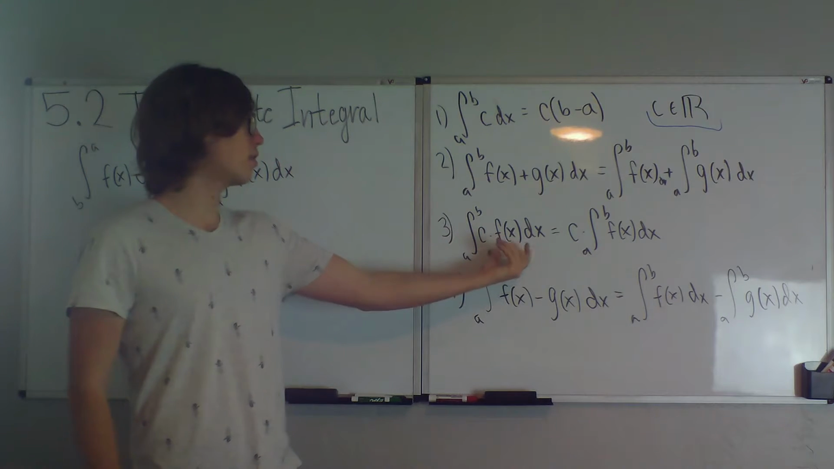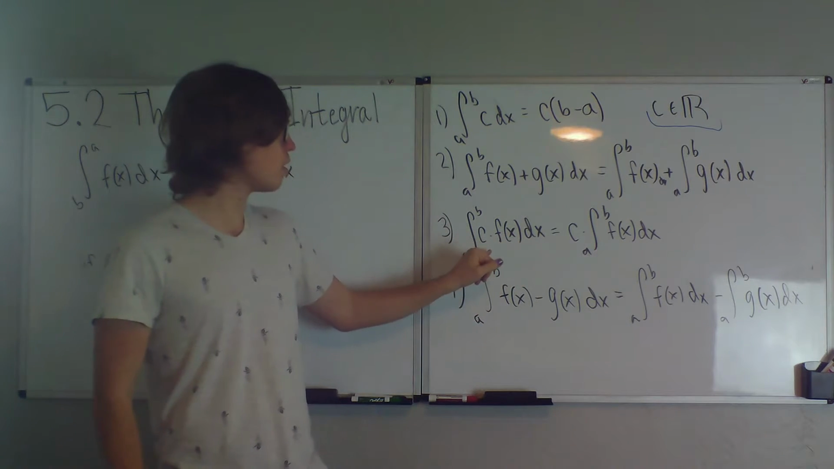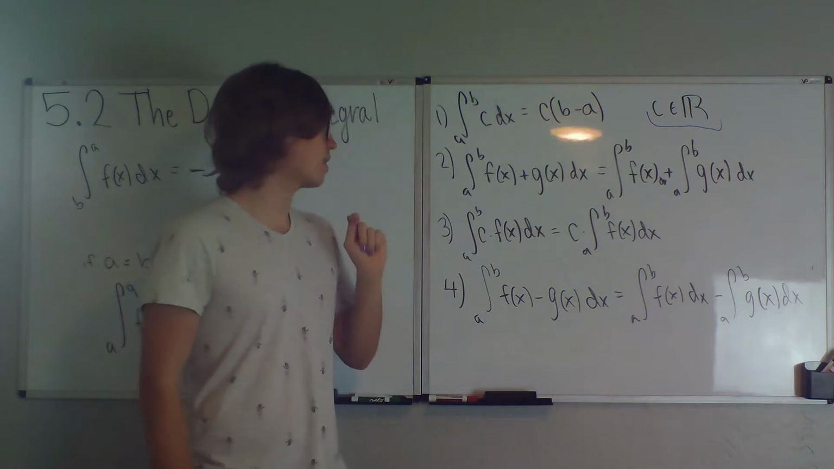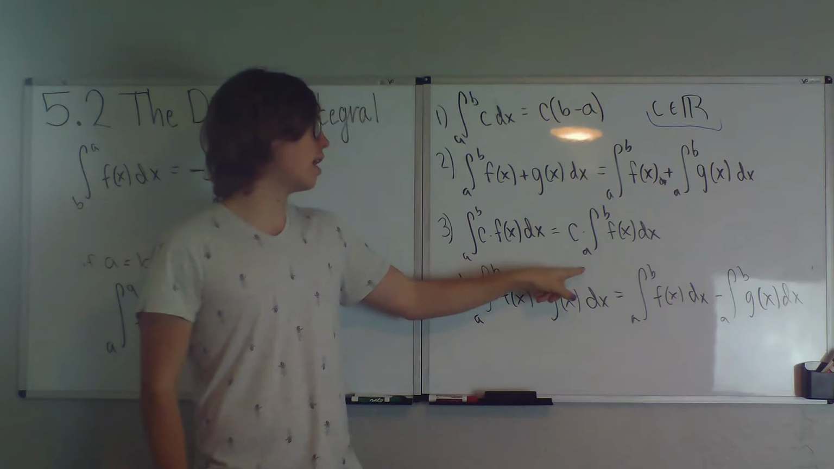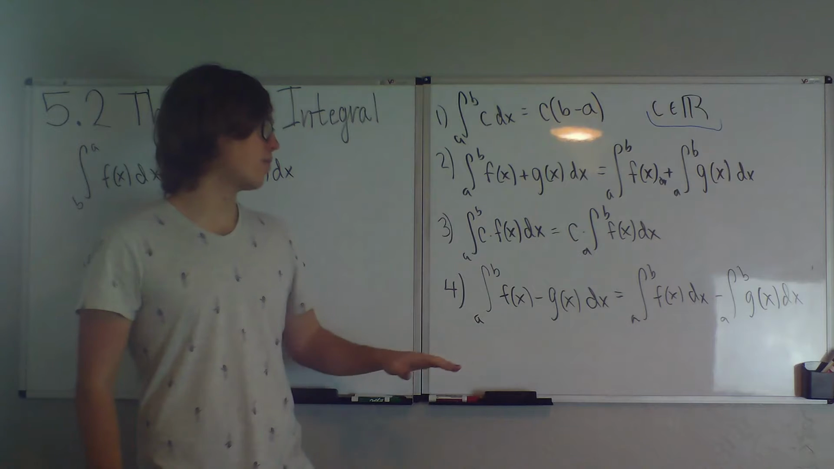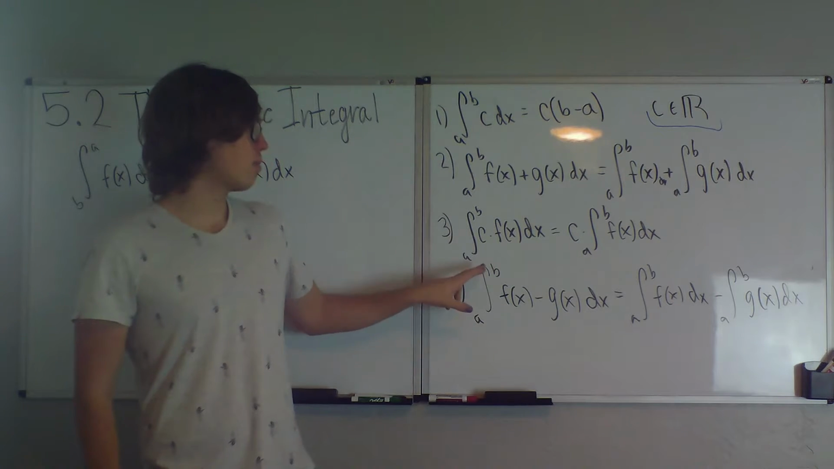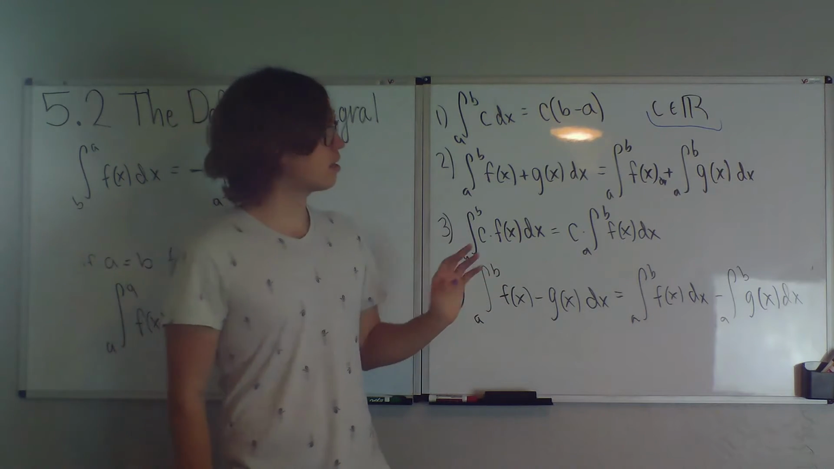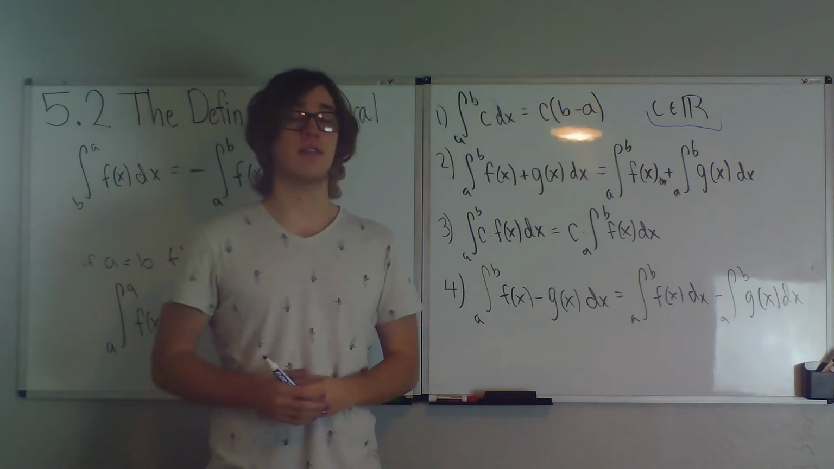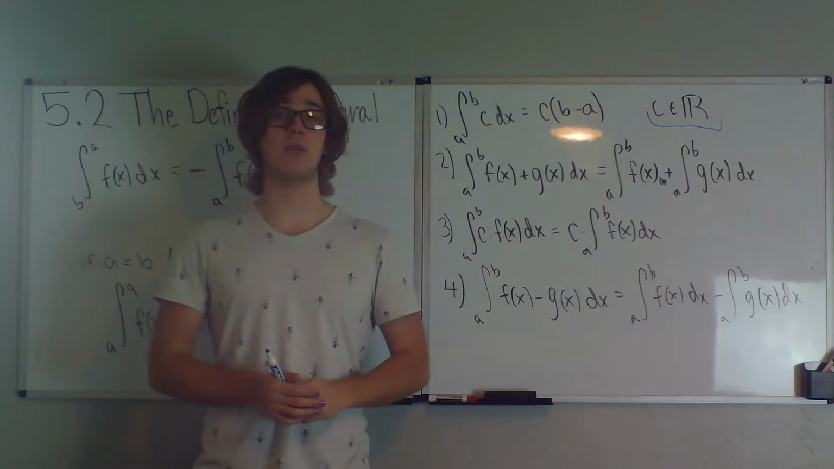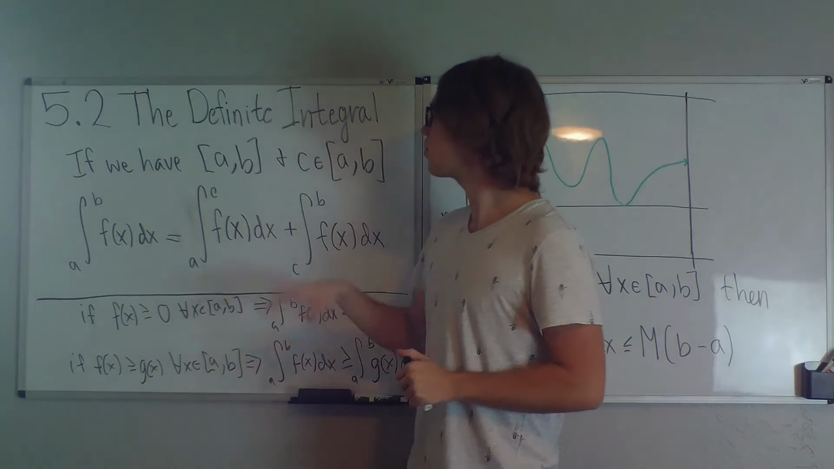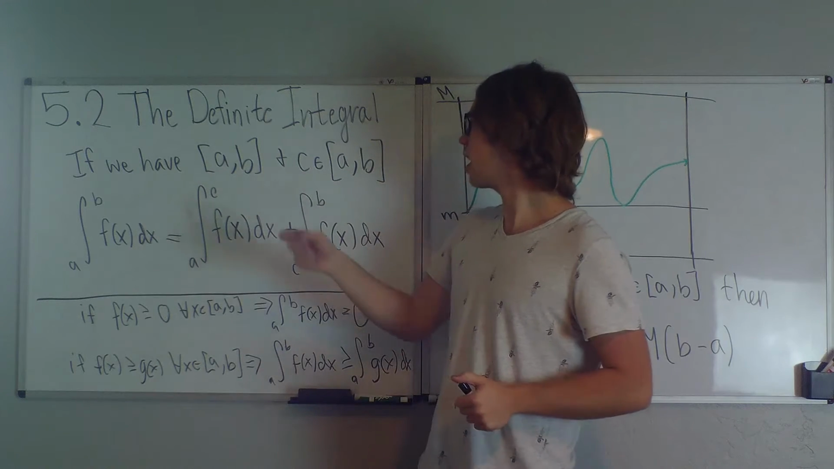Same thing with our constant times a function. We can bring it out. So we have the integral from a to b of c times f of x dx. Well, that's just equal to c times the integral from a to b of f of x dx. Okay, and then we have the difference law. We have the integral from a to b of f of x minus g of x dx is equal to the integral from a to b of f of x dx minus the integral from a to b of g of x dx.